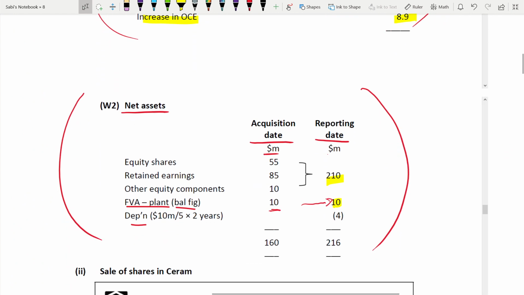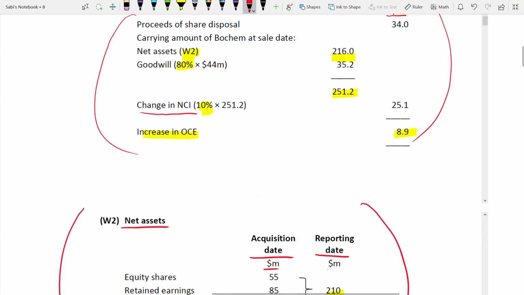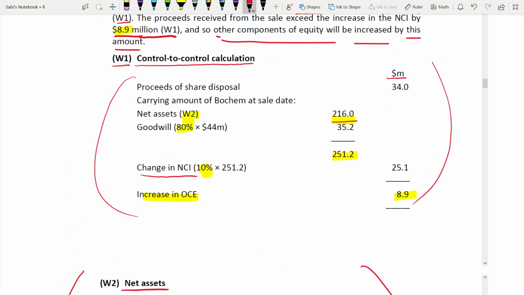Okay, so when you're calculating depreciation, 10, because this is the fair value of plant, right? On this you are taking depreciation. So 10 divided by 5, because of 5 years useful life, multiplied by 2 years, because from 2007 to 2009 is 2 years. So 4 is to be deducted, and with this 160 and 260, what will be your net asset? It is this 216 is your net asset. At the reporting date, what is your net asset? It is 216, hence 216 here.